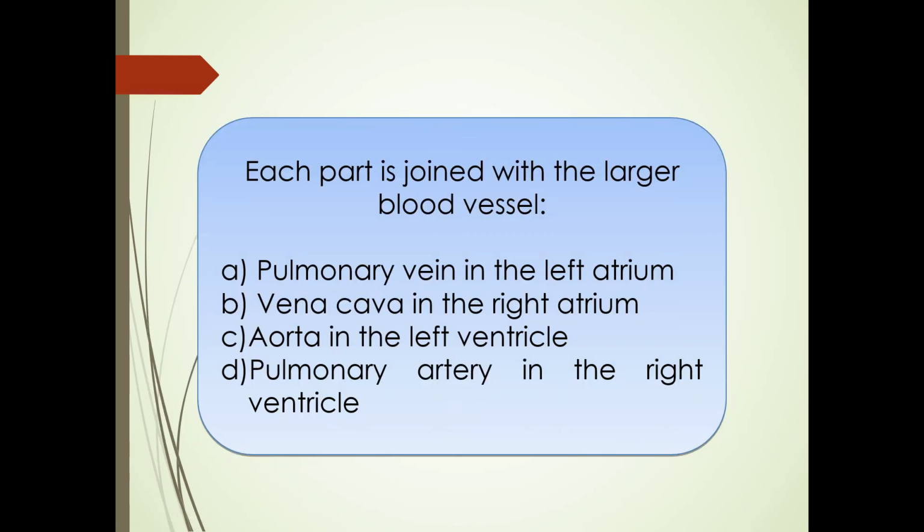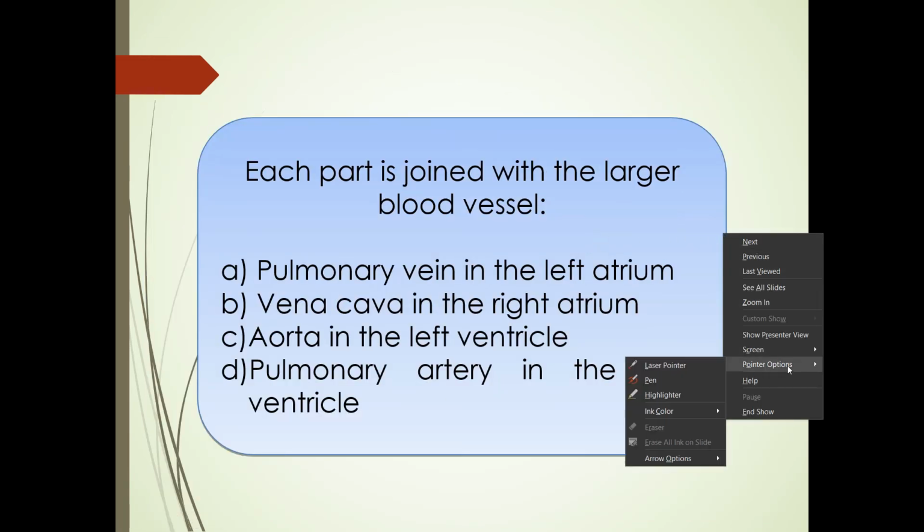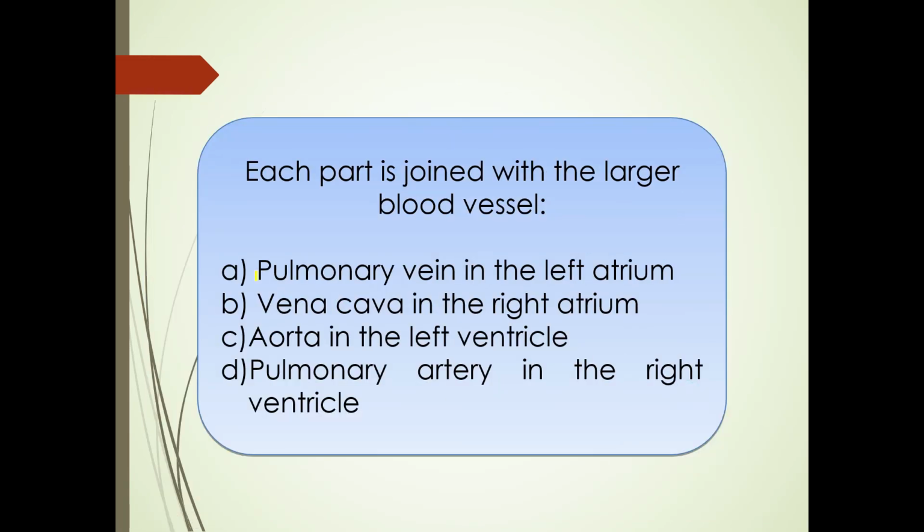Each part is joined with a large blood vessel. The pulmonary vein is in the left atrium, and the vena cava is in the right atrium. This is where oxygenated or deoxygenated blood enters the heart. The aorta is in the left ventricle, and it brings the oxygenated blood throughout our body. The pulmonary artery is in the right ventricle.